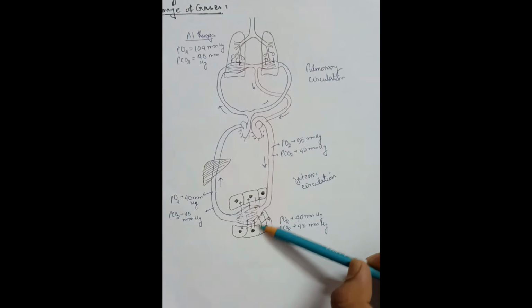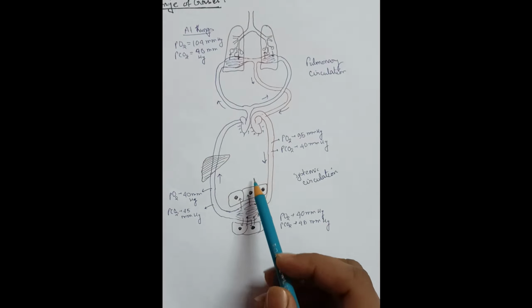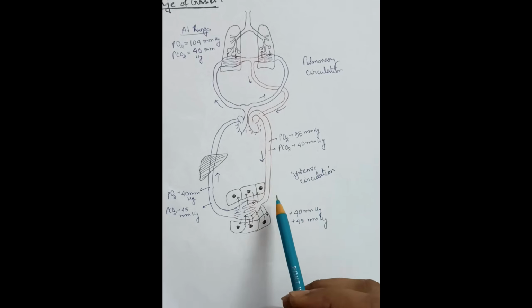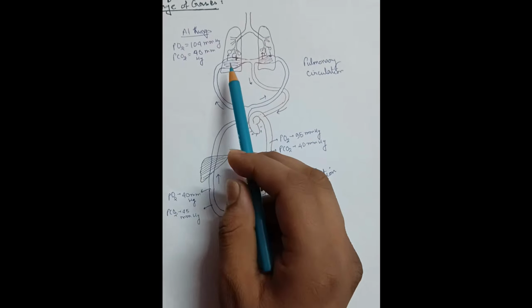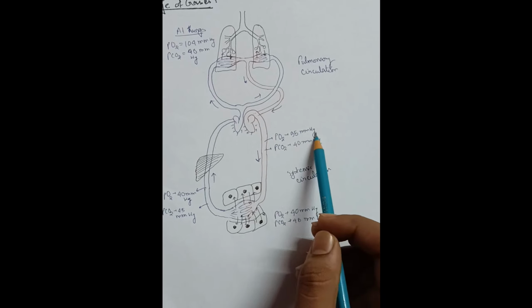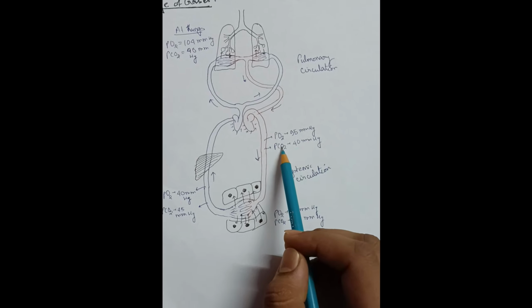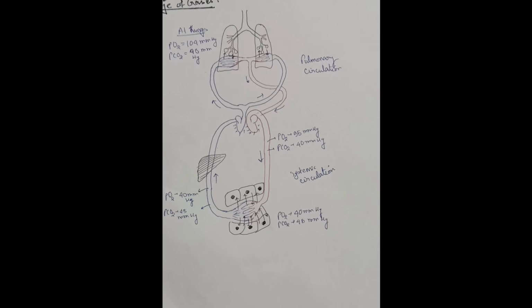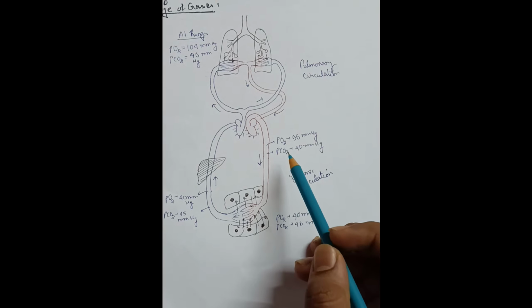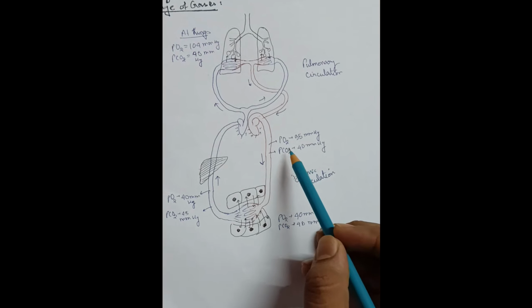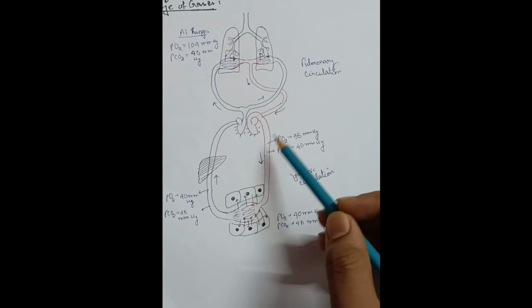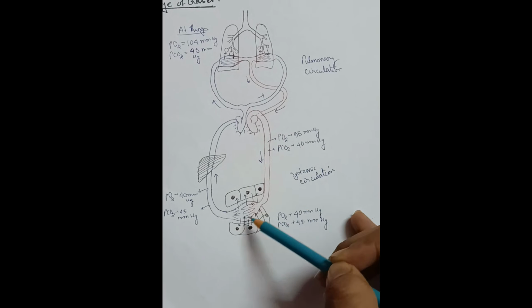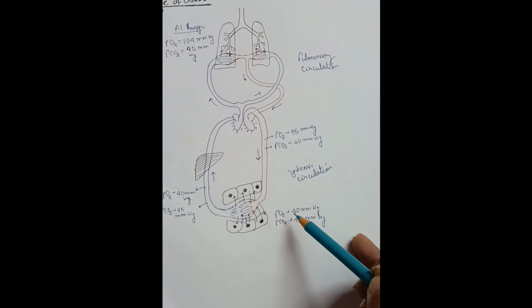And now let's come to the tissue level. At the tissue level, we see that the partial pressure of oxygen was in the arterial blood 95 millimeter of Hg after this oxygenation, and the partial pressure of carbon dioxide is reduced because the carbon dioxide has been diffused out. So the partial pressure of carbon dioxide this time is less in the arterial blood, and the partial pressure of oxygen is high in the arterial blood. So in the tissue, we can see the partial pressure of oxygen is very low.